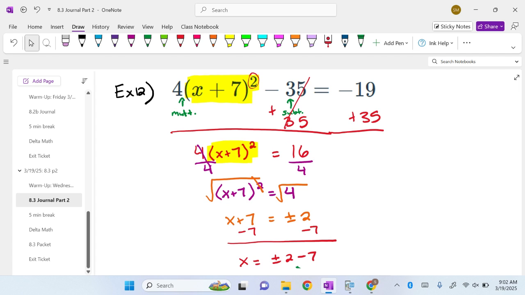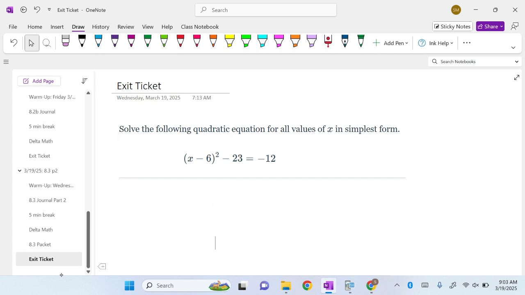All right, so you only have about 20 minutes left of class, so that's plenty of time for you guys to start finishing up the rest of that Delta Math from yesterday. You should be able to finish it now.